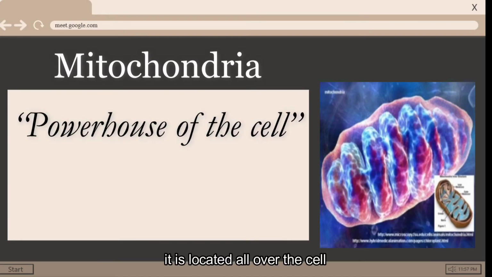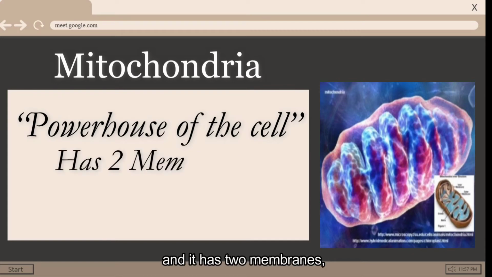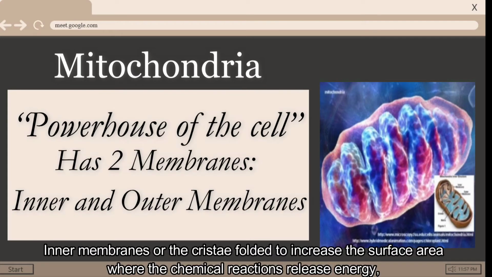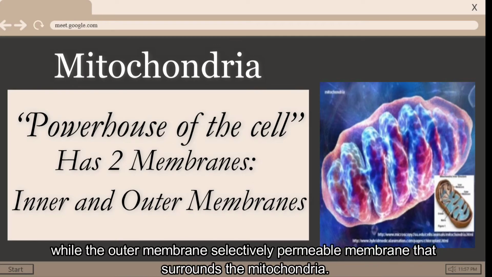The mitochondria, commonly known as the powerhouse of the cell. It is located all over the cell, and it has two membranes, the inner and the outer membranes. The inner membrane, or the cristae, is folded to increase the surface area where the chemical reactions release energy, while the outer membrane is a selectively permeable membrane that surrounds the mitochondria.